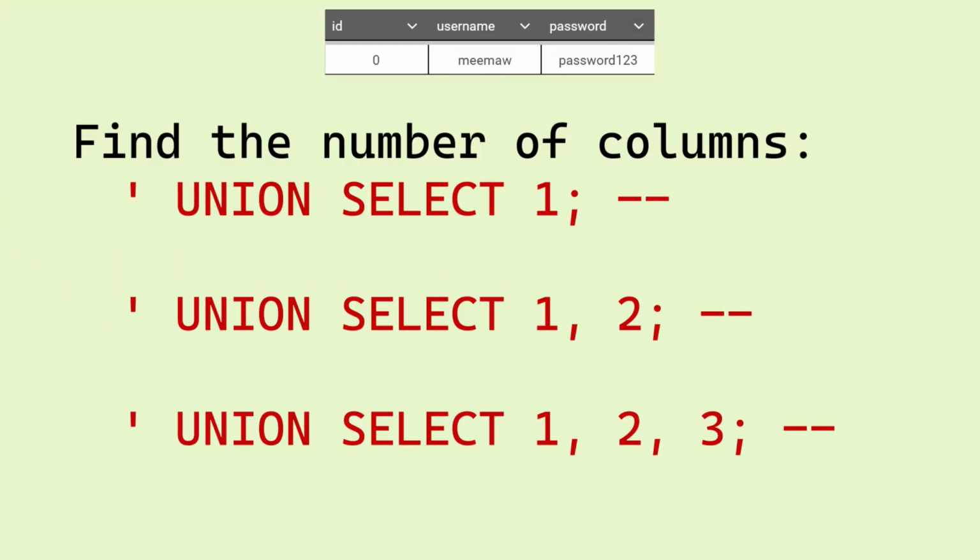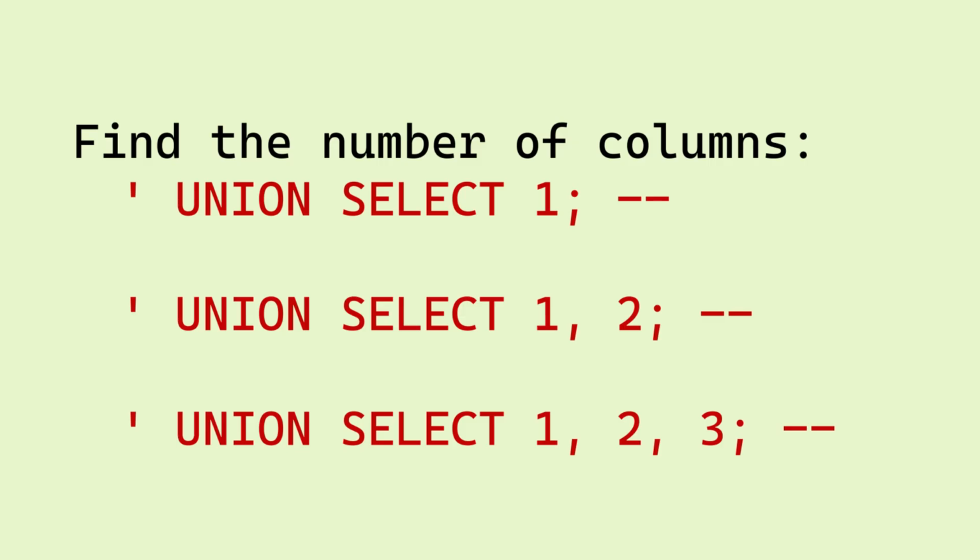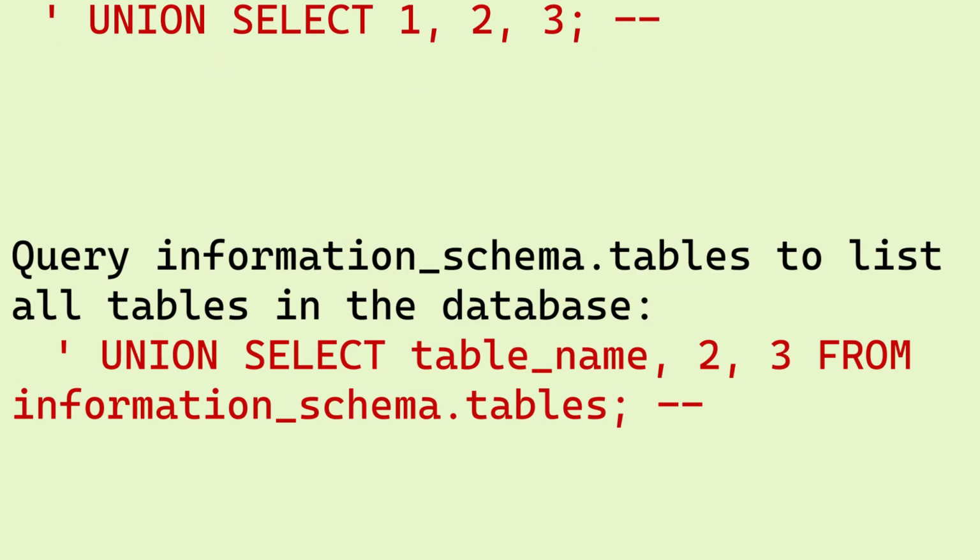The three main steps to union injections: you should start by finding the number of columns. I've listed some sample payloads that you can start with. You can do UNION SELECT 1, 2, 3, and just keep enumerating until you can successfully see how many columns there are. Once you know the number of columns, you can try and query information_schema.tables to list all the tables in the database. That's a sample payload as well.